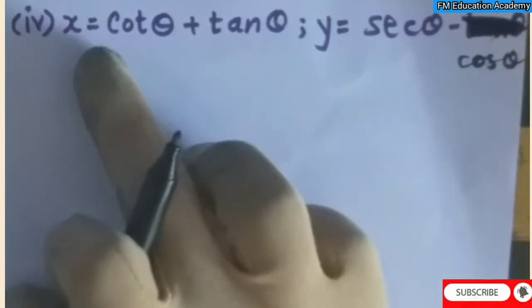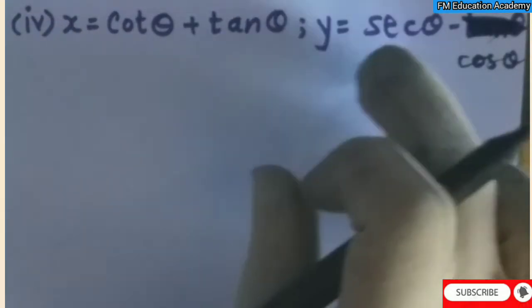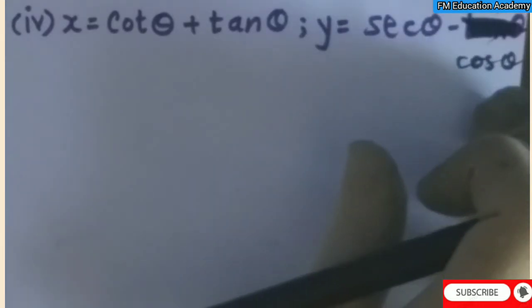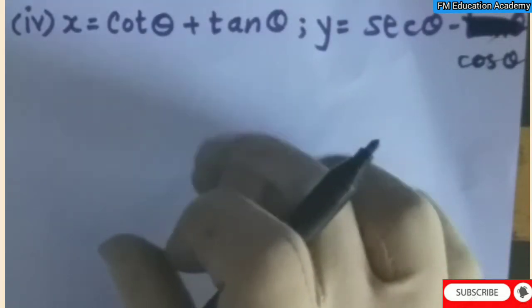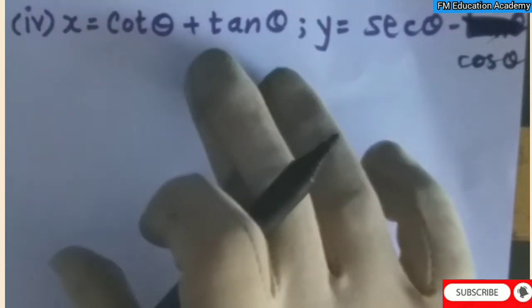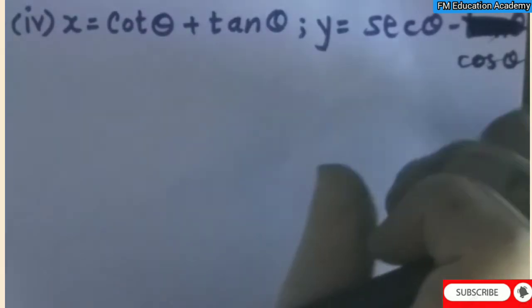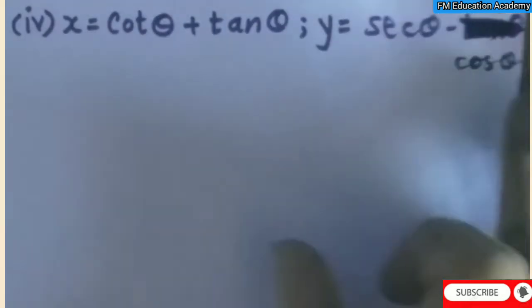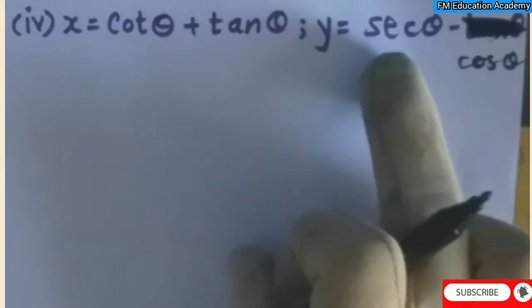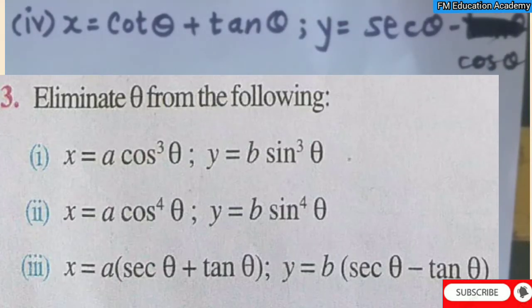Observe the fourth bit. x = cot θ + tan θ, y = sec θ − cos θ. What do you observe in fourth bit? We observe that cot θ and tan θ are there in x and sec θ and cos θ are there in y. That is, all four are different trigonometric ratios. In the earlier ones we were having at least sine and cos same. Remember in first and second.